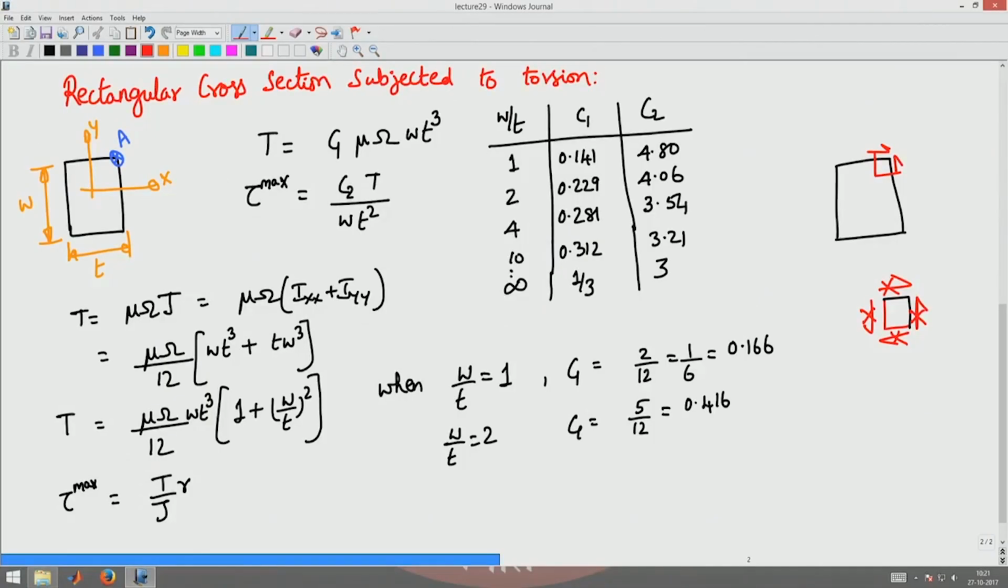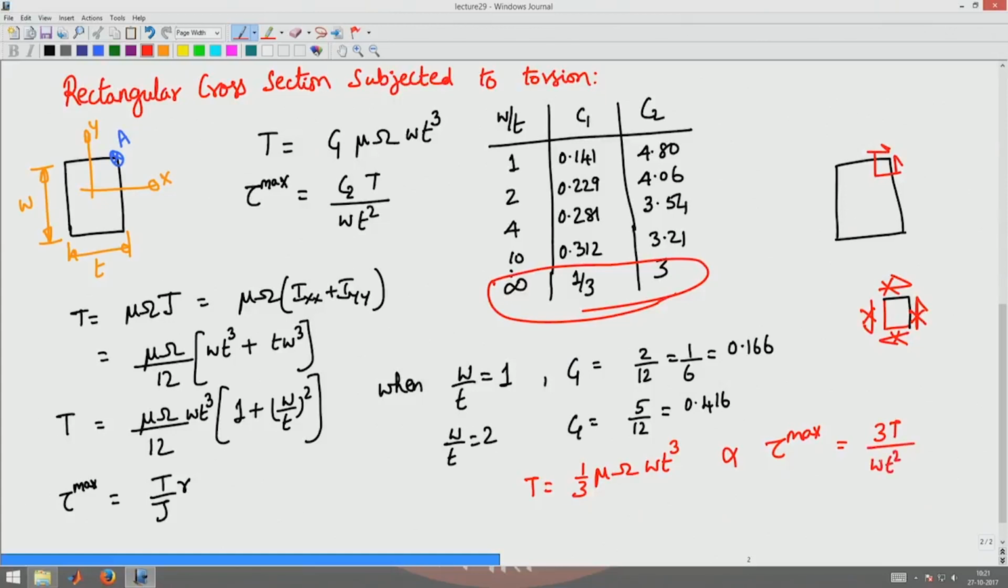Having seen that, what is of interest is the case when W by t tends to infinity. You can see it is very close even when it is 10. So, we will assume that W by t is tending to infinity, in which case the torque would be given by 1 by 3 mu omega W t cube, and the maximum shear stress, which is of interest, would be given by 3 times torque divided by W t square. Now, let us apply this to a practical problem.